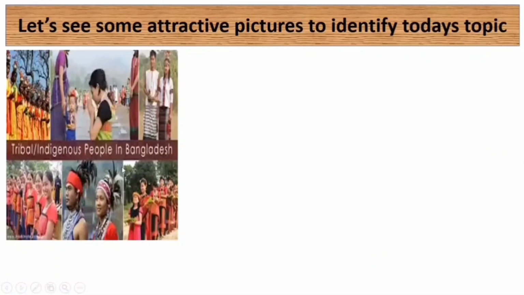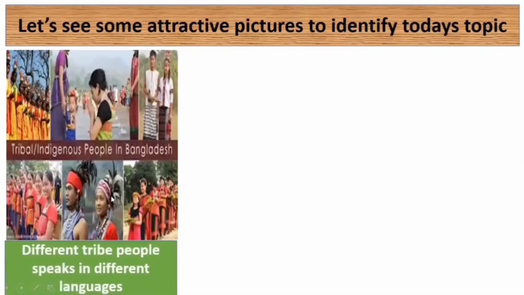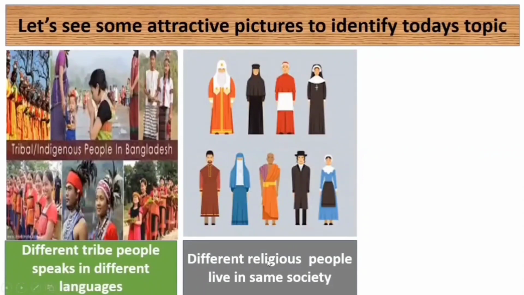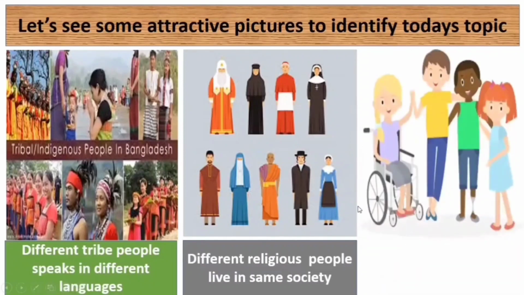Yes, there are people of different tribes. So we know that different types of people speak different languages. Again, here you can see there are people of different religions. So we can say that people of different religions also live in the same society. Yes. Then let's see another picture. Yes, here is a girl who is physically disabled and she is friends with the normal children.